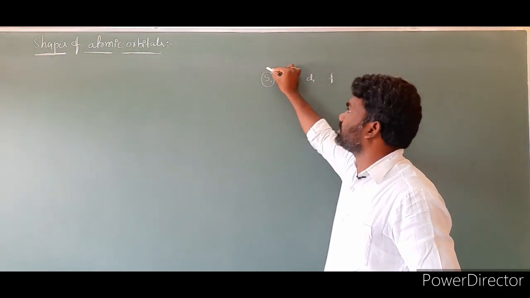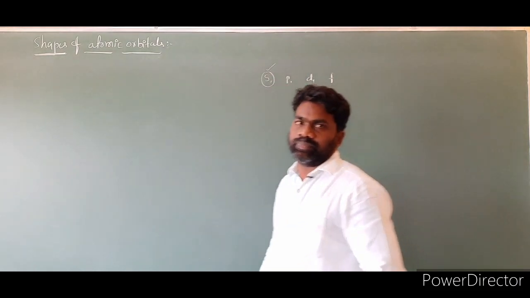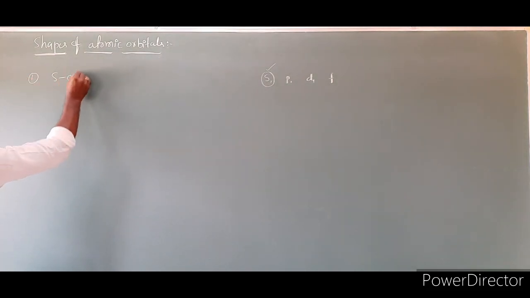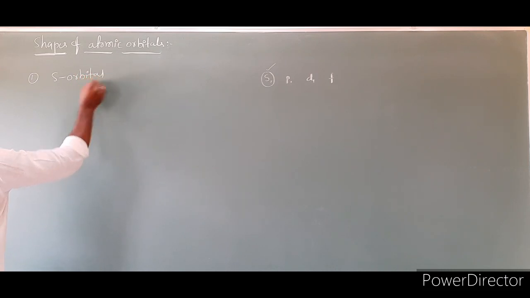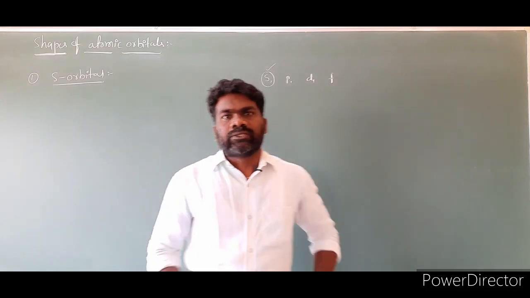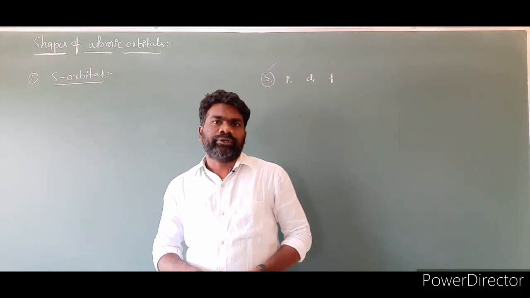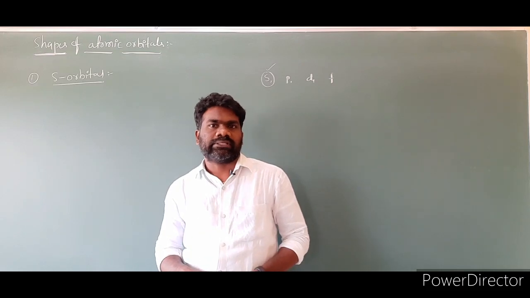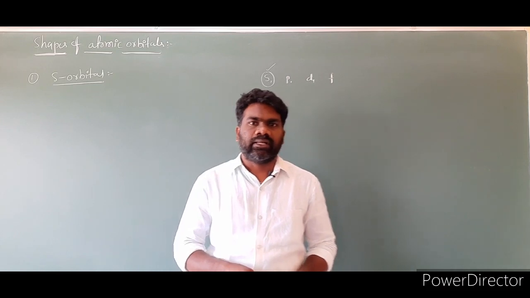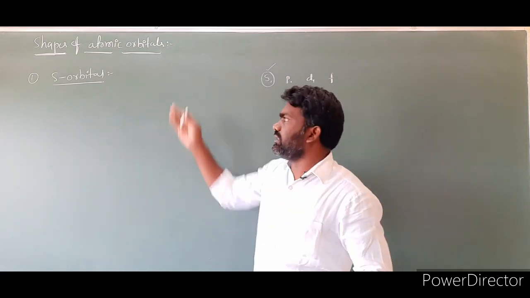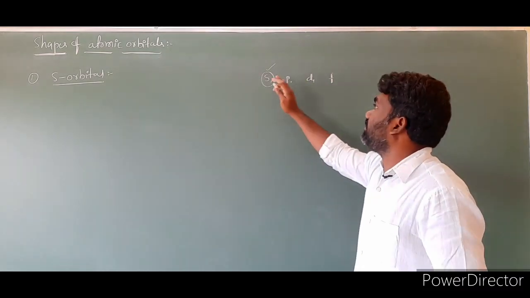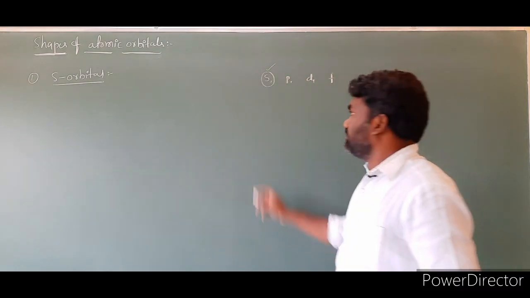First let us discuss shapes of s orbital. Let us write. First orbital is s orbital. Then how do we define the s orbital? In your previous classes you learned about quantum numbers. There are different types of quantum numbers. They are principal quantum number, azimuthal quantum number, magnetic quantum number, and spin quantum number. So based on the azimuthal quantum number, we can define any orbital given on the board: the s orbital, p orbital, d orbital, and f orbital.